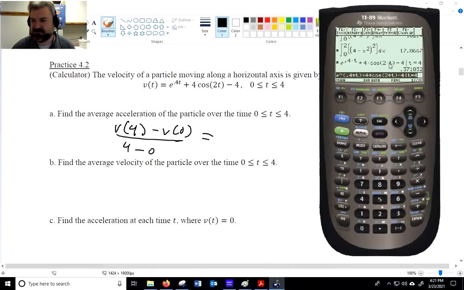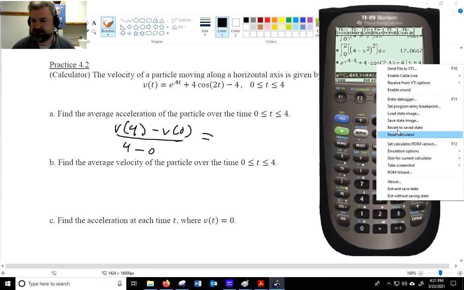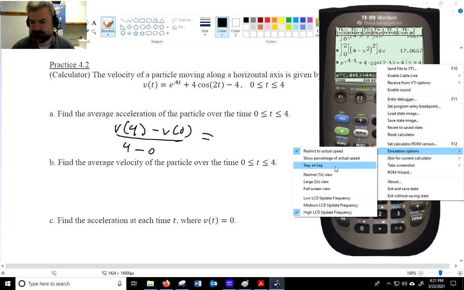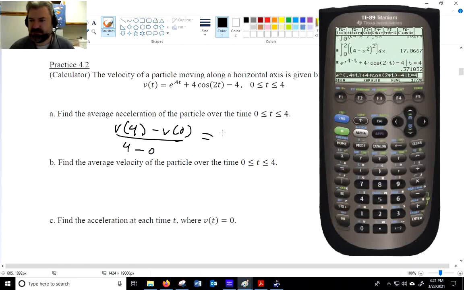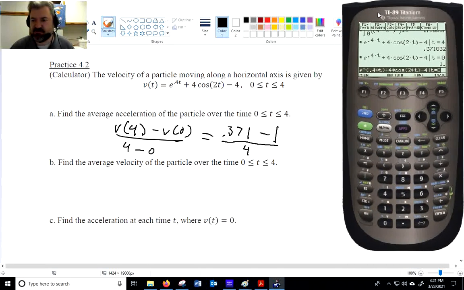Let me make this where it stays on top real quick. So that is 0.371 minus, now I just need to change this 4 to a 0, which is a 1. Over 4 minus 0. And they didn't give us any units, so we don't want to try and give them any units. All right, let's do the next one.